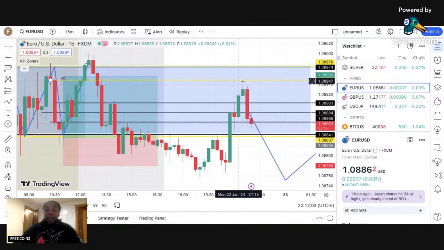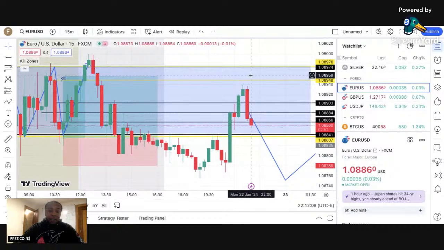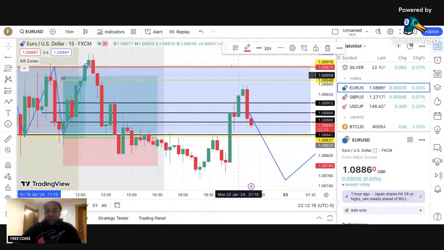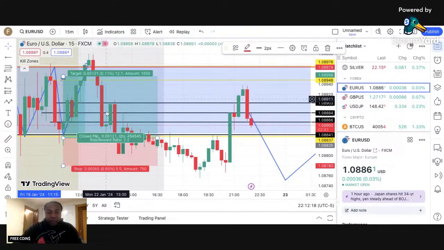It ain't even rise up here. So obviously the market has more pressure up here now. We might as well change this to red. And now we know, look at all this selling power.